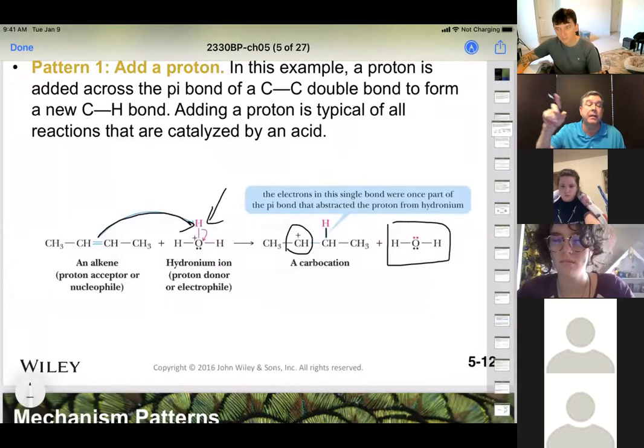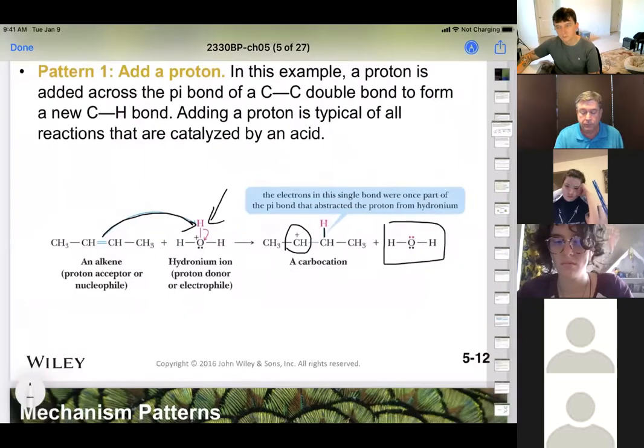Just like we made the negative charge with the acetate ion on the first one, we can make a positive charge on this, which is also a reactive species. So the transfer of the proton can generate either negative or positive charges depending on where it's being transferred to.